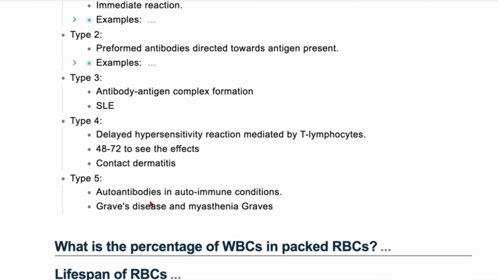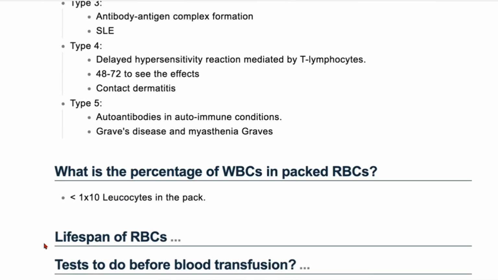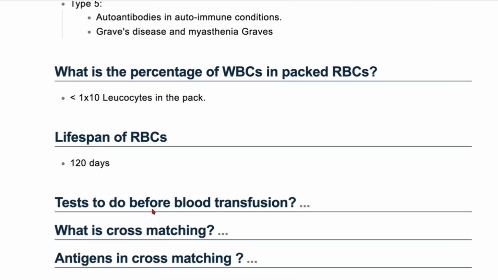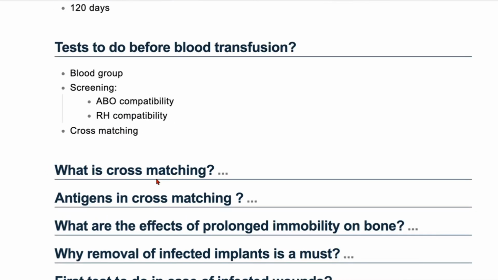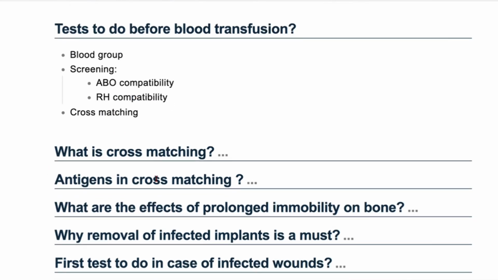What's the percentage of white blood cells in a packed RBCs? So this is less than 5 times 10 to the power of 6 cells per liter, I think. What's the lifespan of an RBC? 120 days. What are the tests to do before blood transfusion? So we do a group and save, we do a blood group, and we do a cross match. And what is cross matching? So cross matching is testing the donor cells specifically against the serum of the recipient, and it reduces the risk of hemolysis.